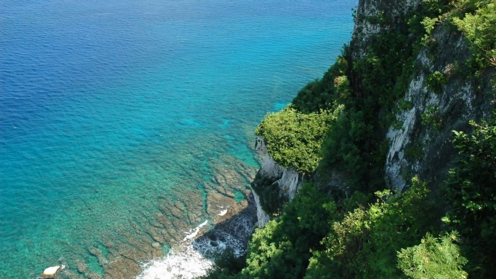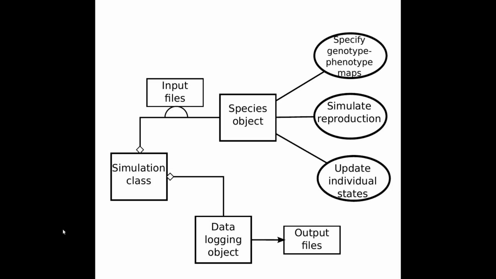We have come a long way in the last several videos. Let's reorient ourselves. In previous videos, we defined our simulation class, our species objects, and the last several videos have discussed how to specify our genotype-phenotype maps and simulate reproduction.